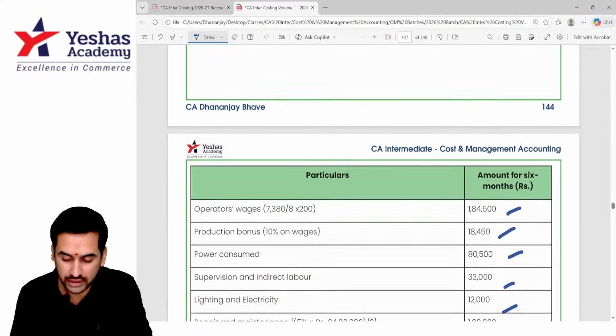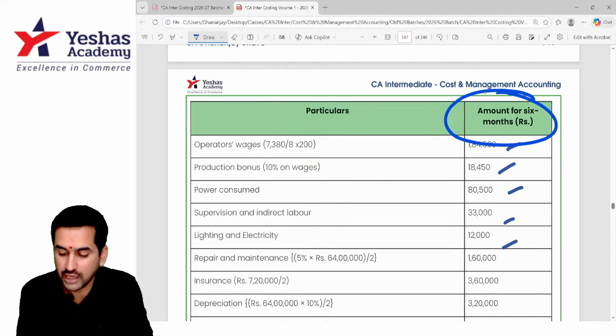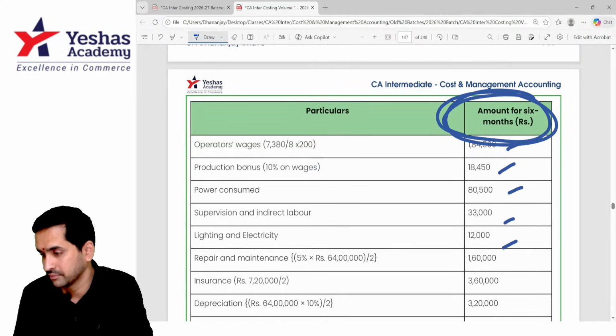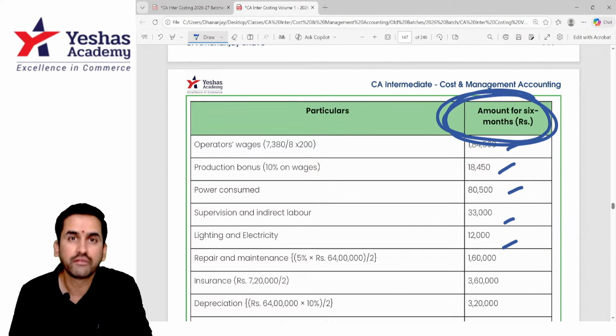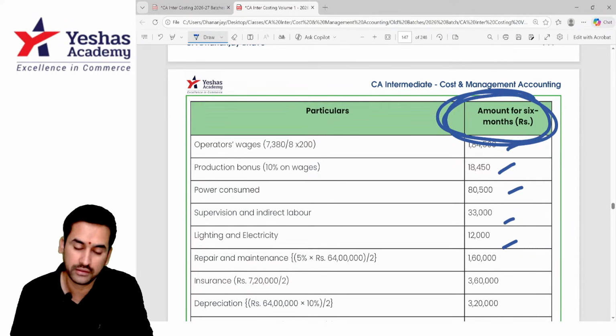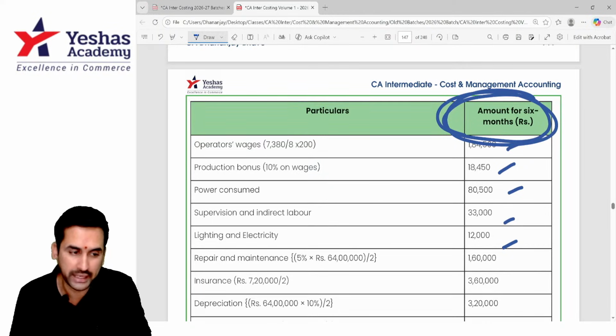Okay, they have done everything. See this? See, this is the way you can also present amount for 6 months. Heading itself they wrote for 6 months. Now it is easy. You can do for full year, then you write it as amount per annum.